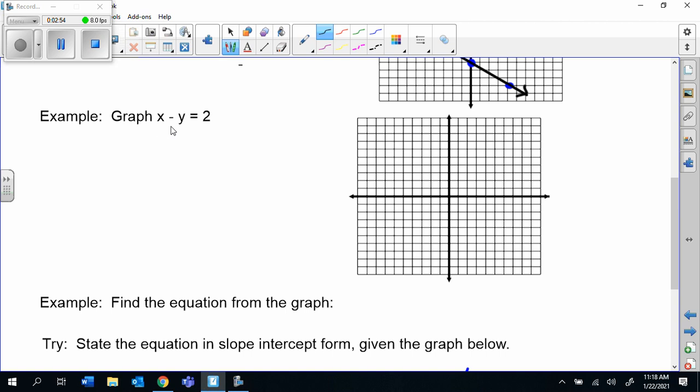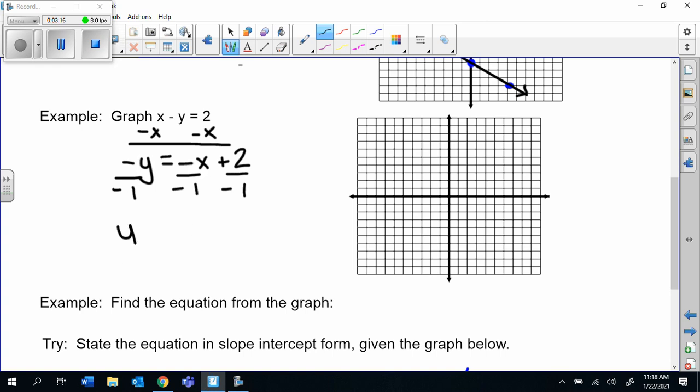If we graph x minus y equals 2, and we solve this for y, negative y equals negative x plus 2. So divide by -1, divide by -1, divide by -1. You don't have to go through all of that. It basically just has the effect of changing the signs of everyone. So this negative changes to a positive x. Notice how the y changed to a positive y. And then this is going to change to a -2.